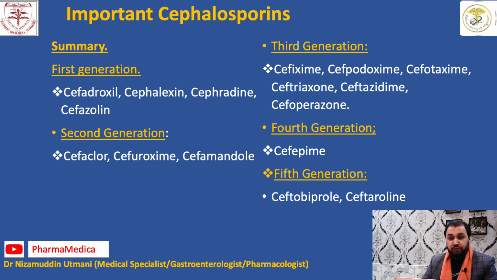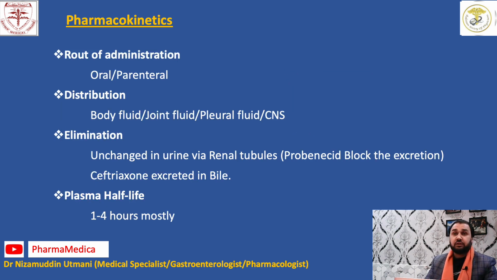So coming to the summary of all the cephalosporins, these are the important drugs. In the first generation, cefadroxil, cefalexin, and cefradin, these three are important. In the second generation, we have cefaclor and cefuroxime, these two are important. Cefamandole is not that important. In the third generation, we have cefexime and cefodoxime as oral drugs, while cefotaxime, ceftriaxone, cefoperazone, and ceftazidime, these four are the parenteral drugs which are really important. In the fourth generation, we have only one drug, cefepime, which is very important. And in the fifth generation, we have ceftobiprole and ceftaroline, two important drugs.